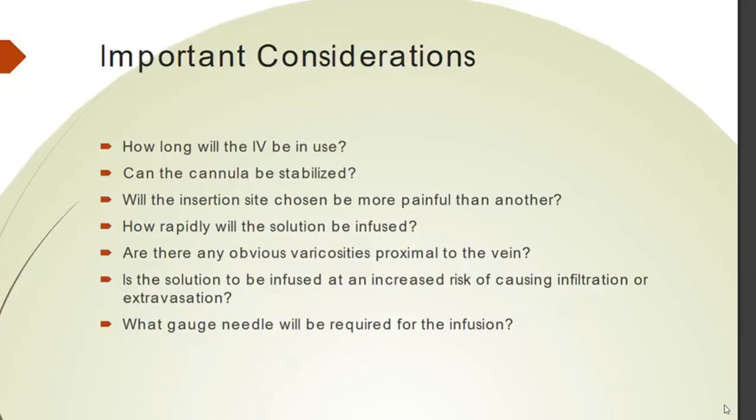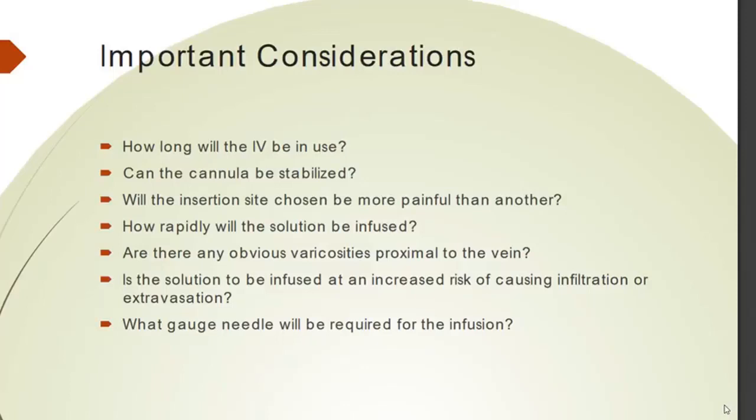How rapidly will the solution be infused? This is important not only for the type of infusion catheter to use, but also the size of an infusion catheter. The smaller the bore on a needle or an infusion catheter, the slower it's going to infuse. So if you know that you need to infuse something fairly rapidly, like in a trauma situation, you're going to want to use those bigger needles, such as an 18 or a 16 or even a 14 gauge needle, because you're going to want to have that needle wide open so that solution can be infused very rapidly.